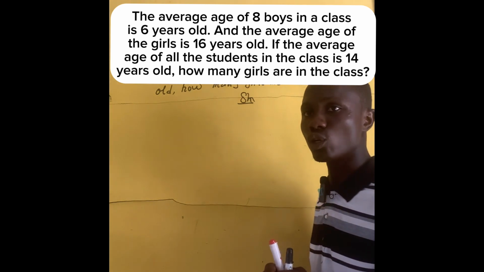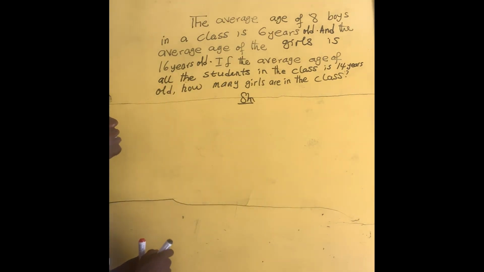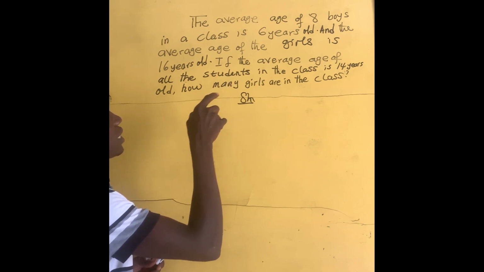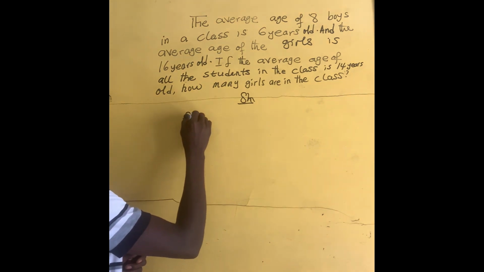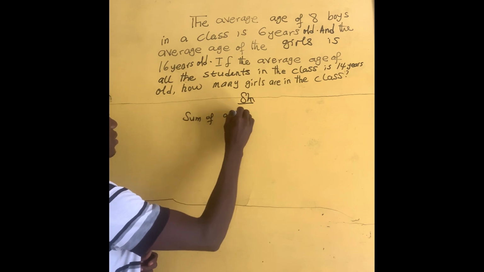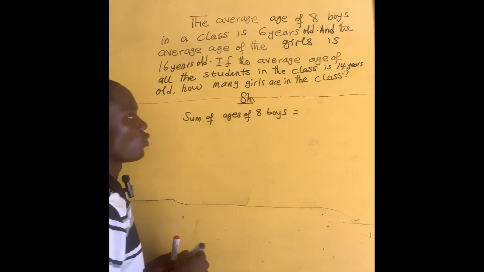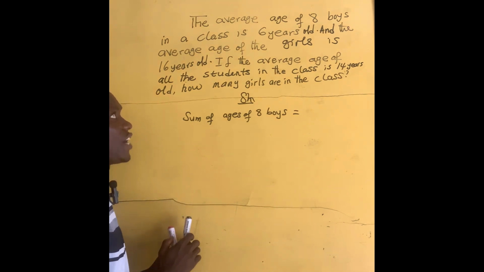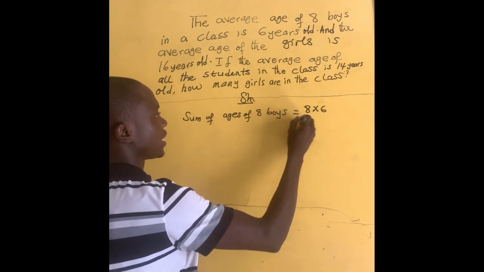Let us see how we solve this in a very simple way. Now, here we have been given number of ages and then the average. So we know that if we want to find the sum of ages of 8 boys, when you are given the number and the average and you want to find the sum, we multiply the number by the average. So we multiply 8 by 6 to get 48.